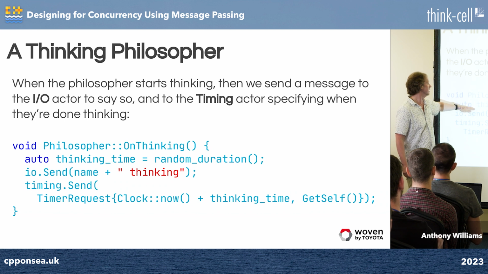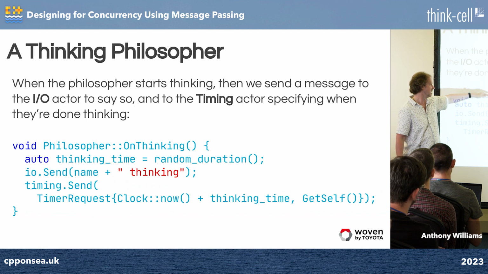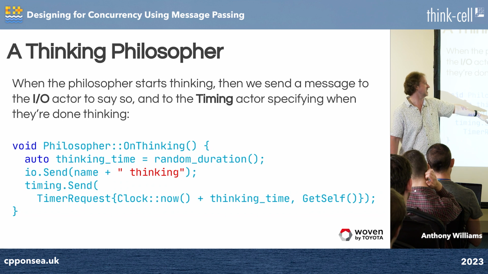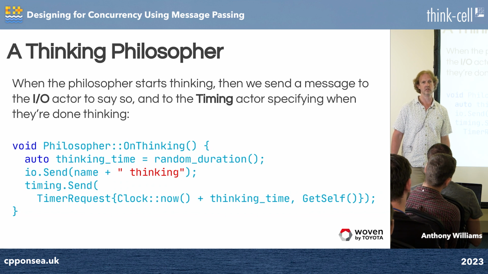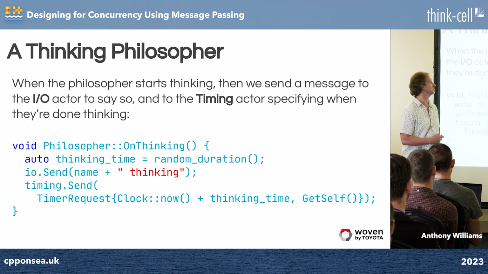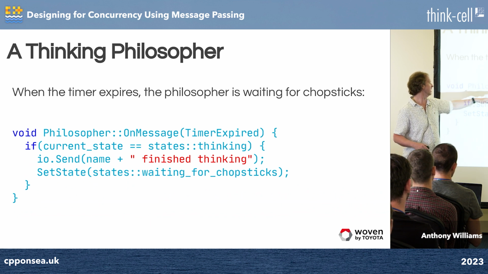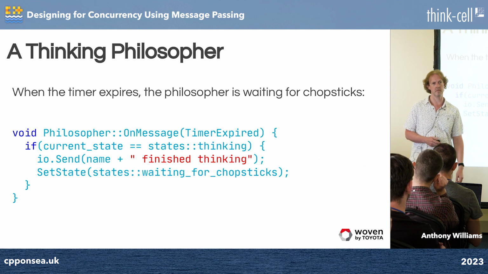When we start thinking, this is like a state entry function where we've switched to the thinking state. So we're going to think for a random duration. We're going to send a message to say that we're thinking, and another saying, take the time now, add on our thinking time, and then send a message back to us to say that our time has expired. And then when the time has expired, if we're currently thinking, then we send a message to say we finished thinking, and change the state. Now we're waiting for chopsticks.